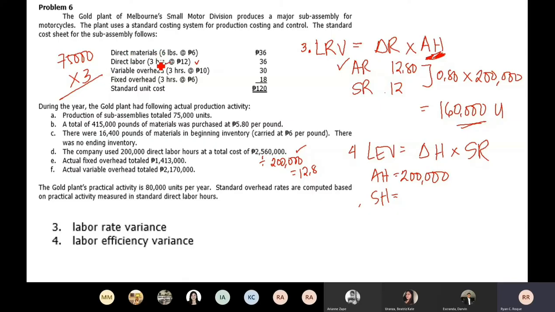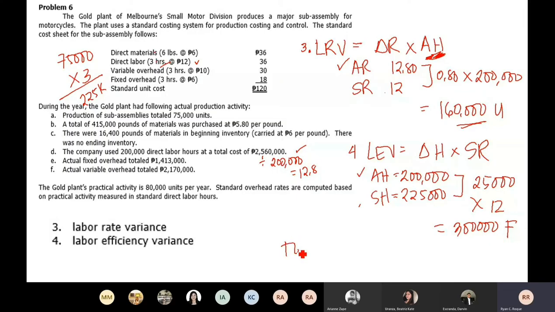75,000 times 3 hours per unit. So that would be 225,000. Okay, 225,000. So ang difference niya ay 25,000. Imumultiply natin ang standard rate na 12. So the answer is 300,000. Is it F or U? Actual hours ay mas mababa, so ito ay favorable.